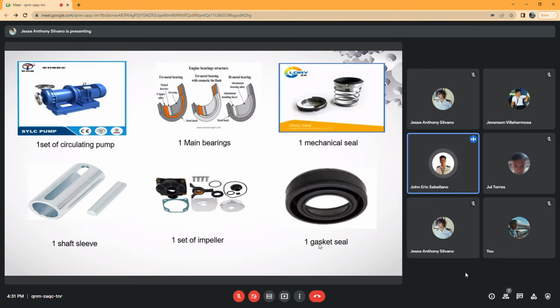These are the pictures of some parts of the main and auxiliary pump.